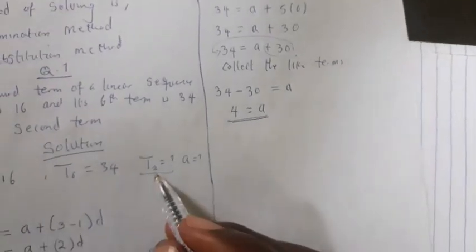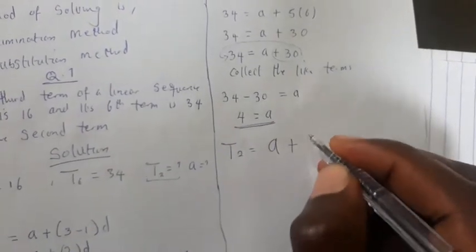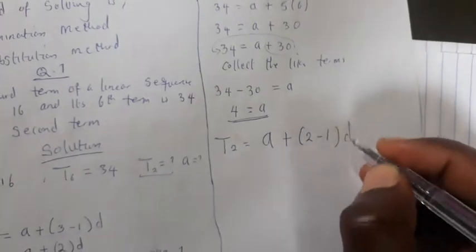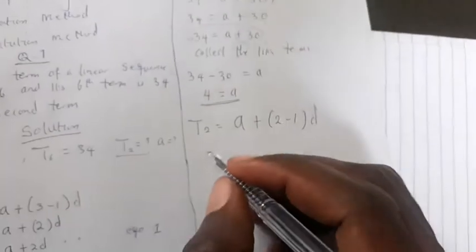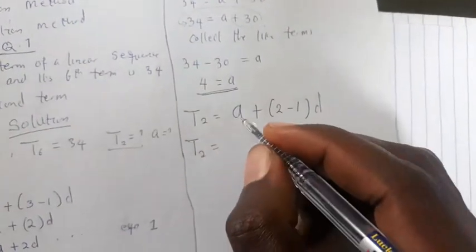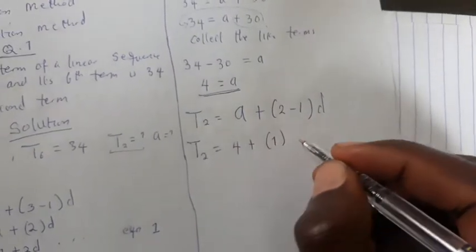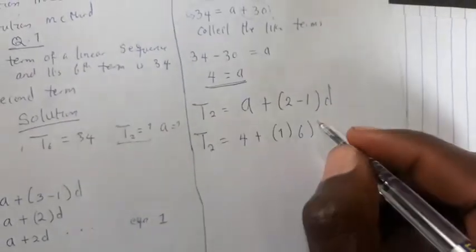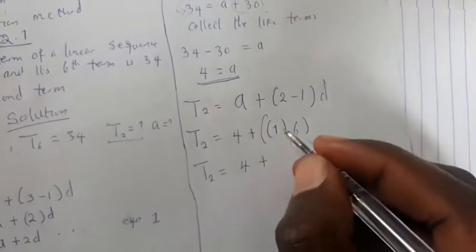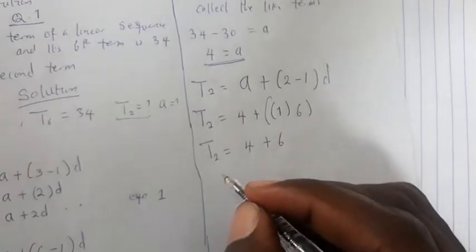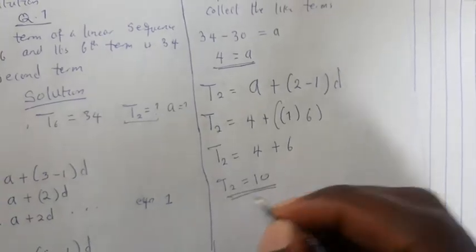Now, we can find our T2. T2 now is equal to A plus 2 minus 1 bracket D. Since our A is 4, D is 6, we will now substitute: T2 equals A is 4 plus 2 minus 1 is 1, D is 6. This will be T2 equals 4 plus 6 times 1 is 6. 6 plus 4 is 10. T2 equals 10.